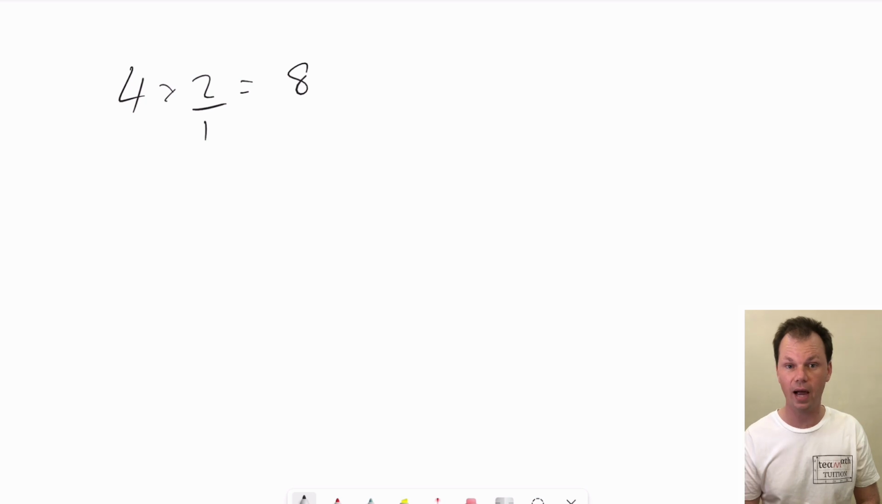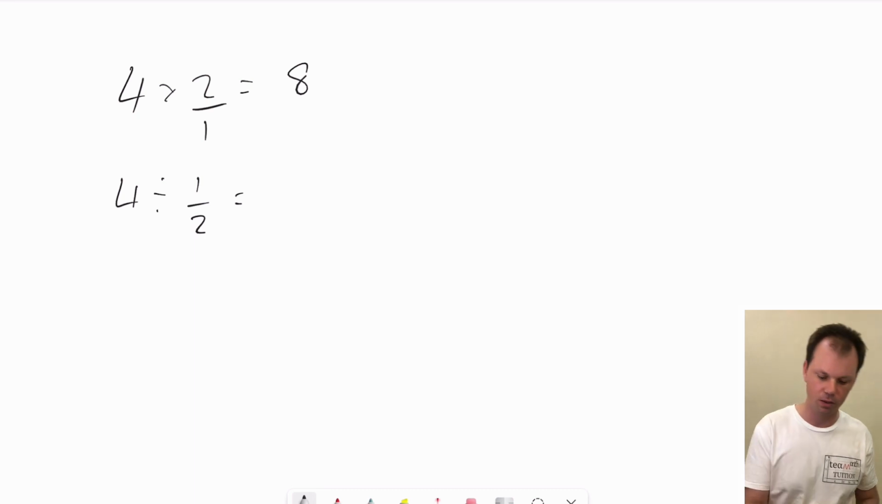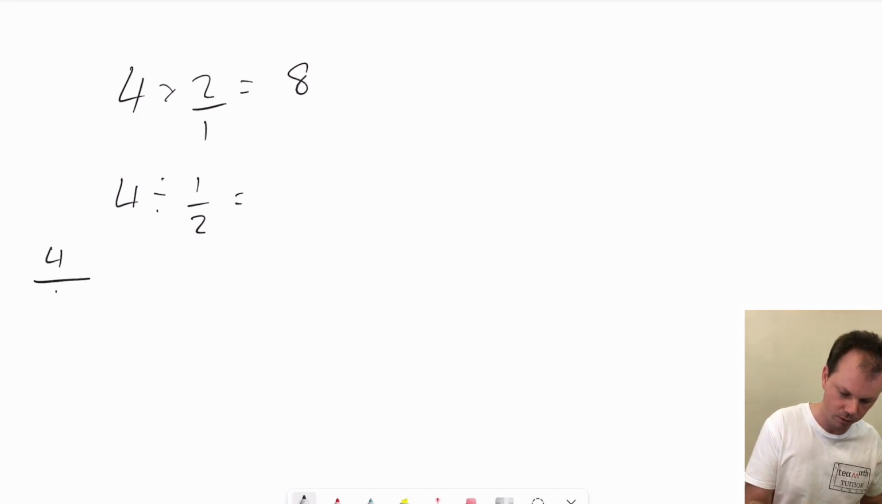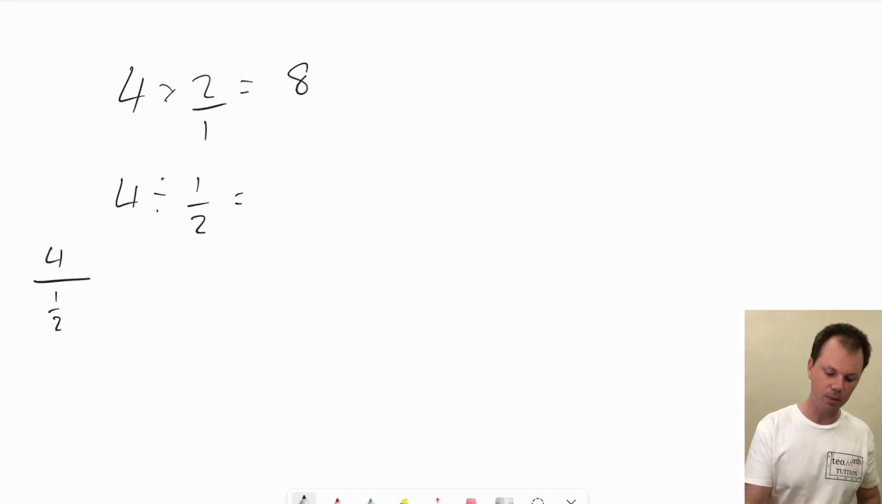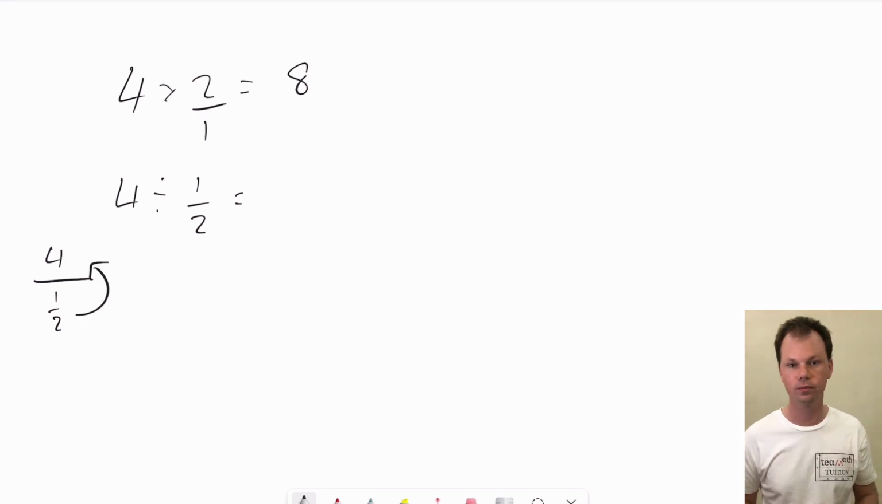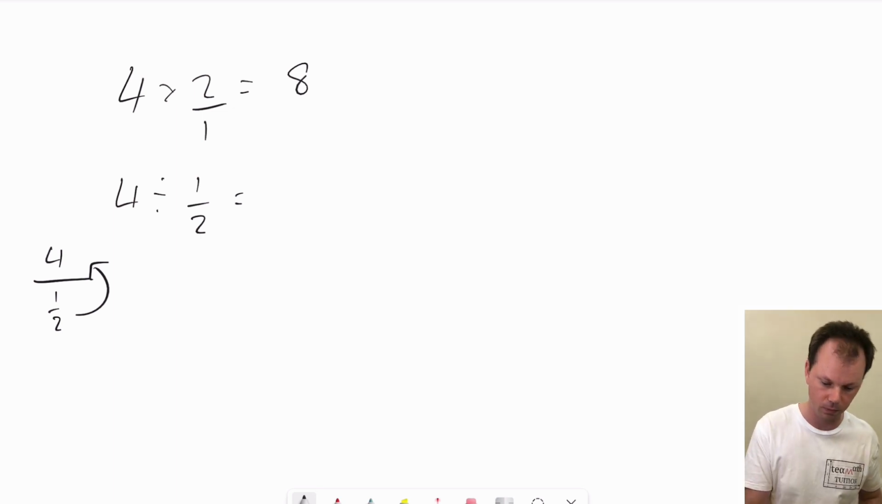Now, I wouldn't normally write it like that, but it's a perfectly valid way to write it, and it's going to help us investigate the next little part. Now, if I do what looks like a different equation, 4 divided by a half, or 4 on a half, this is saying how many times does a half go into 4? Half, 1, 1 and a half, 2, 2 and a half, 3, 3 and a half, 4. It goes in 8 times.